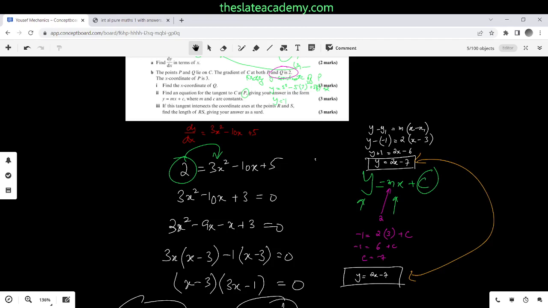Next question. If this tangent intersects the coordinate axes at points R and S, find the length of RS, giving your answer as a surd. This tangent intersects the coordinate axes at R and S.